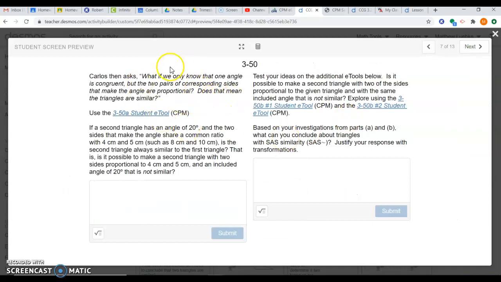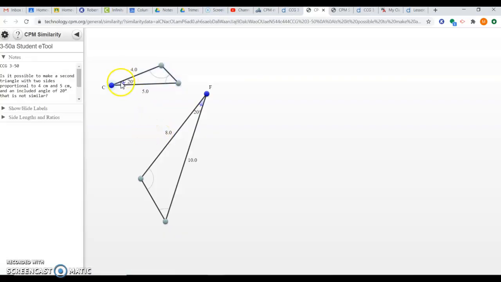And then we get into this next part, which is saying, what if we only know that one angle is congruent, but the 2 pairs of corresponding sides that make up the angle are proportional? Does that tell us the triangles are similar? So this is what they mean. Okay, we have this angle 20 and this angle 20, same angle. The side lengths that are building that angle are like the 4 and the 5.